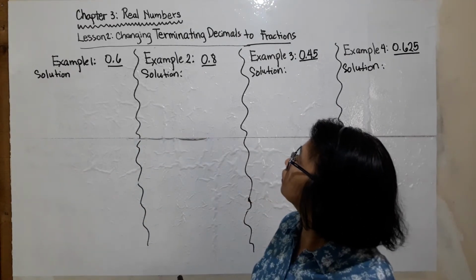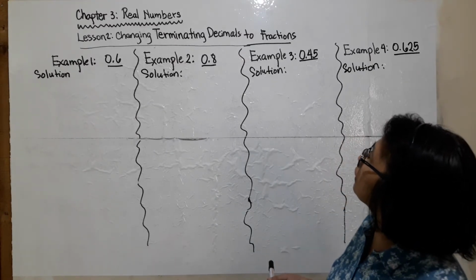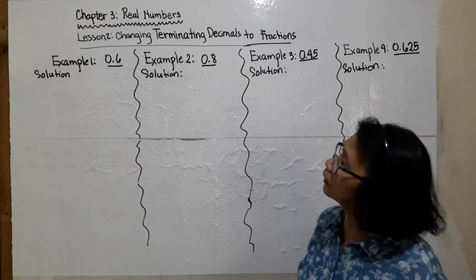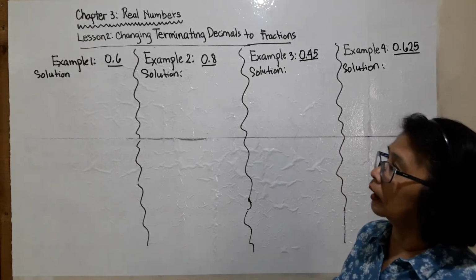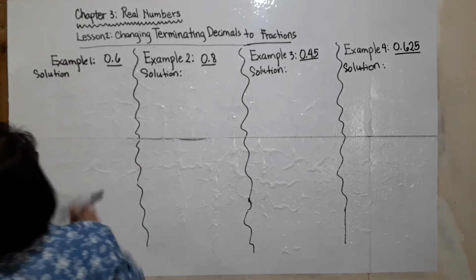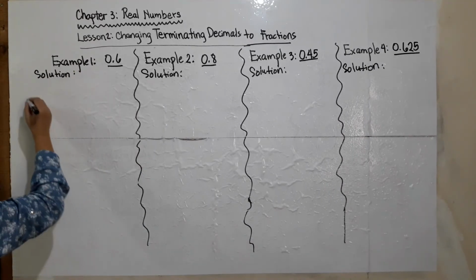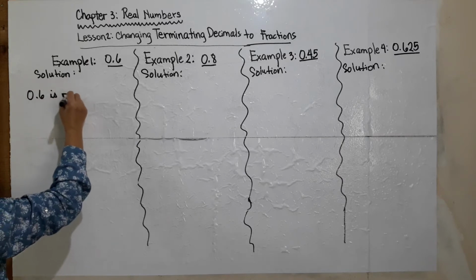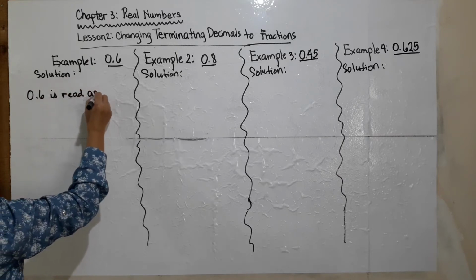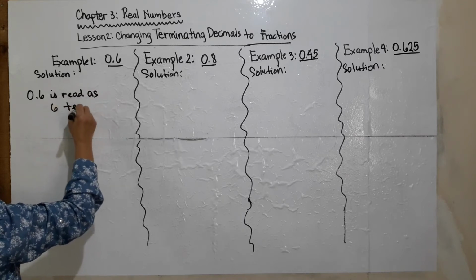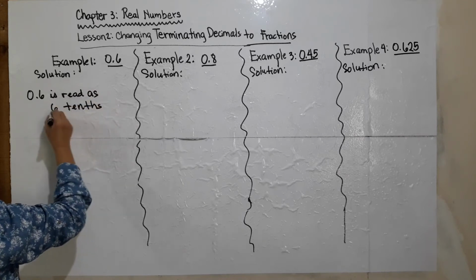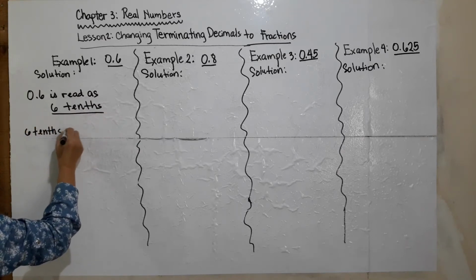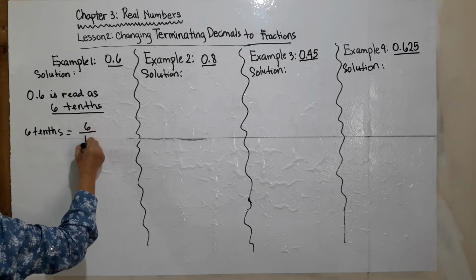Let's have lesson 2. It's about changing terminating decimals to fractions. Okay, example 1 is 0.6. And 0.6, when read correctly, is read as 6/10. 6/10, when written in fraction, is 6/10.